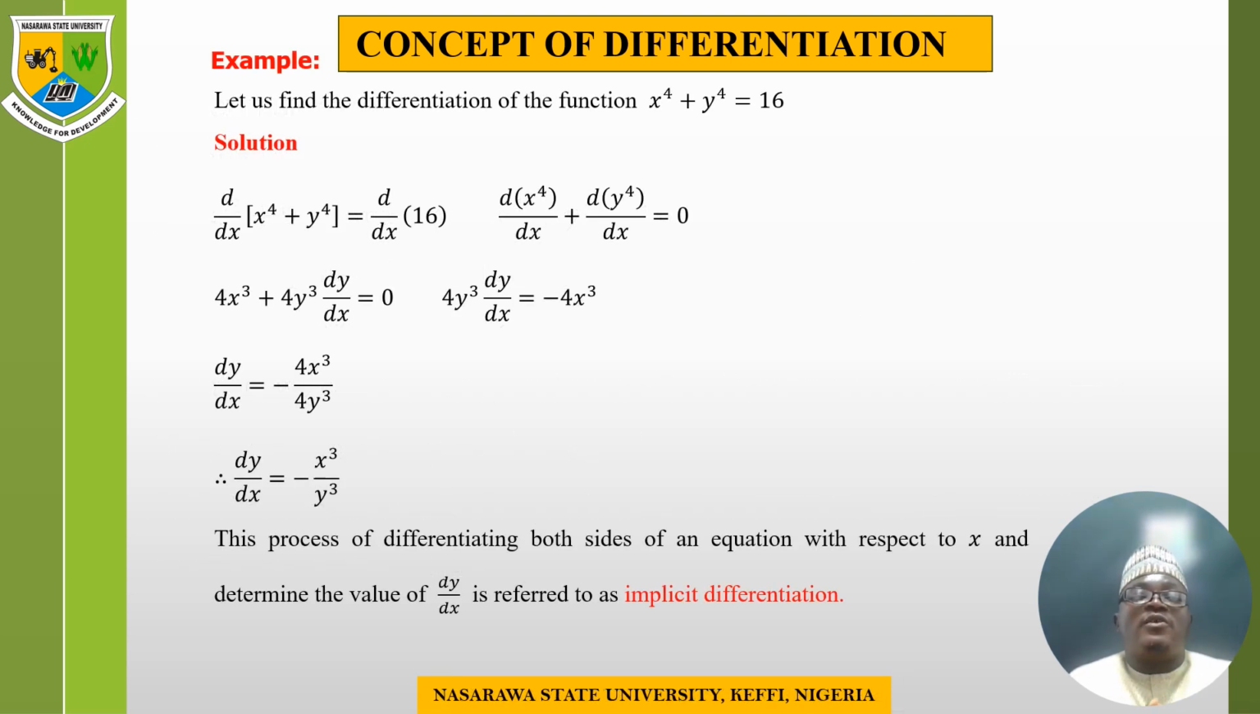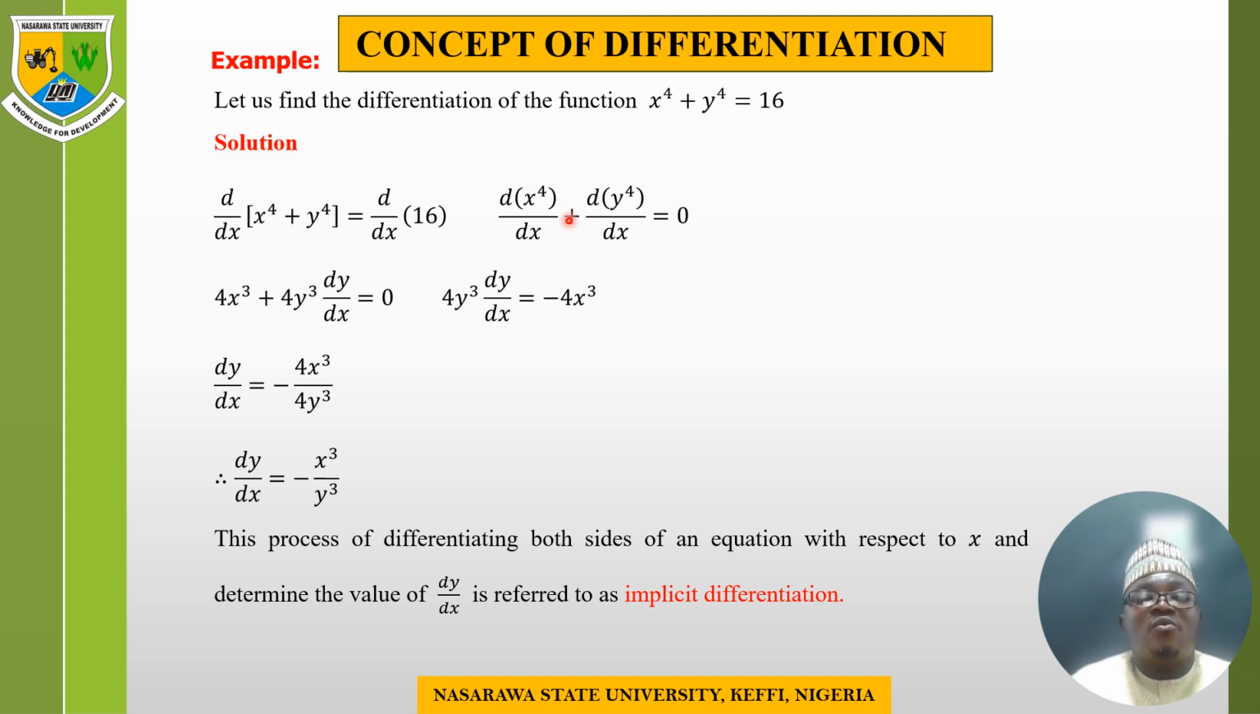Then let us have another example of implicit differentiation. Then look at it. Let us find the differentiation of this implicit differentiation. x raised to power 4 plus y raised to power 4 equal to 0. Then now what we are saying, this is constant. We are going to differentiate both sides. Then we put the function in the bracket with respect to x. Look at it, this one.